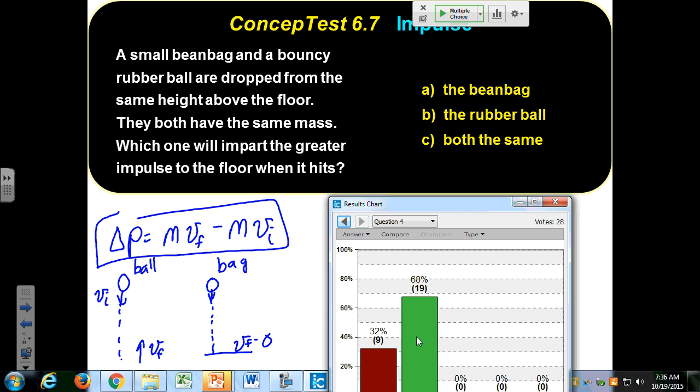The towel experiences a greater change in momentum when you flick it off. So similarly here, the rubber ball experiences a greater change in momentum because this term is not zero. My vf is not zero. And notice too, you have to consider the signs. My v initial is negative, so it's going to make this positive here, and this is also positive. So if I have a recoil velocity, my momentum goes up a lot. So the right answer is B here.